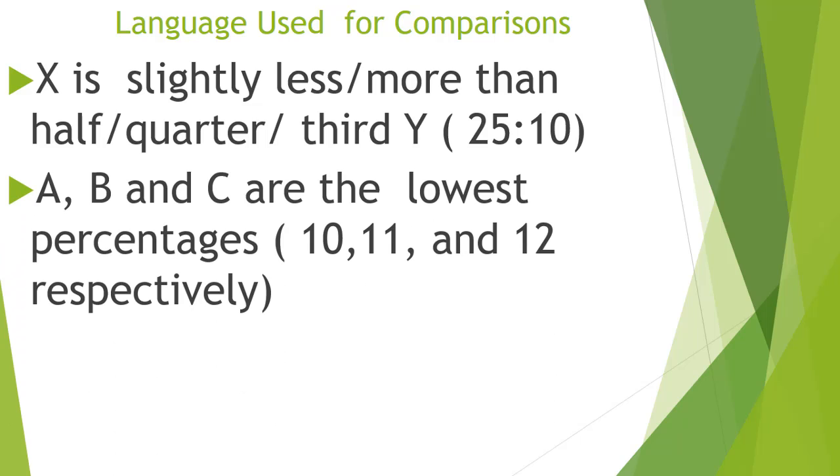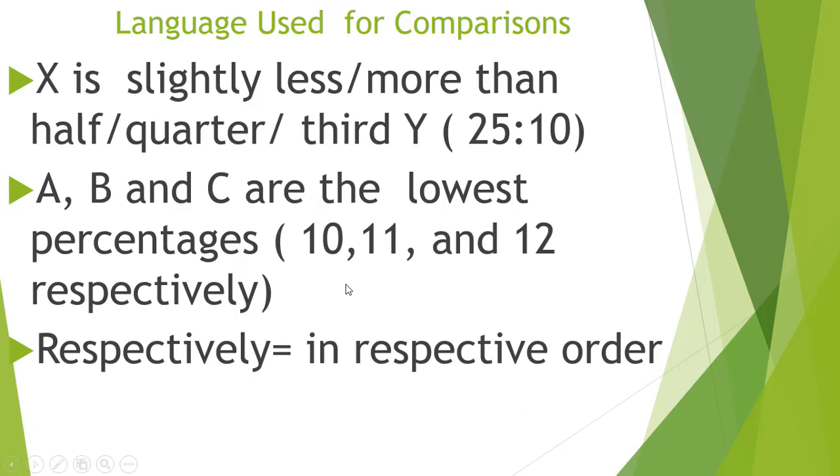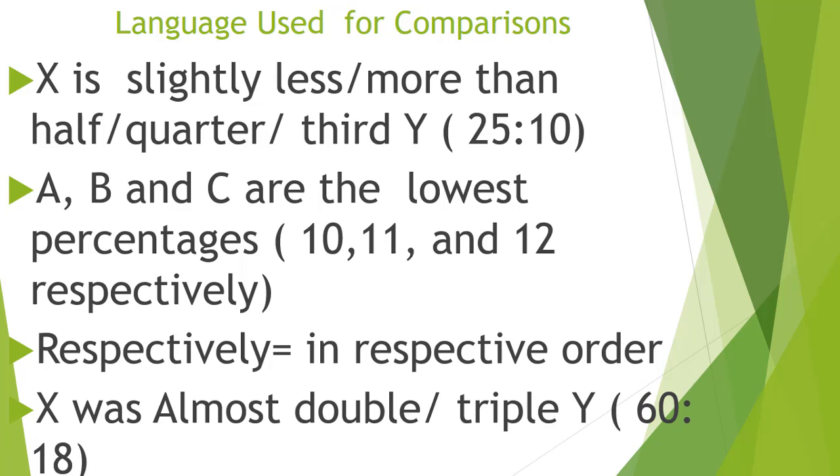A, B, and C are the lowest percentages, 10, 11, and 12 respectively. Respectively is very important. Respectively means in this order. A takes 10, B takes 11, C takes 12 respectively, and respectively means in respective order. Okay? X was almost double or triple Y, 60 to 18. So these are some language forms you can use.